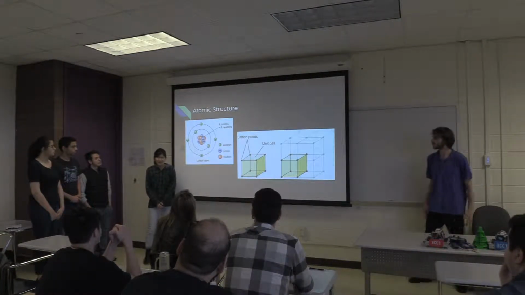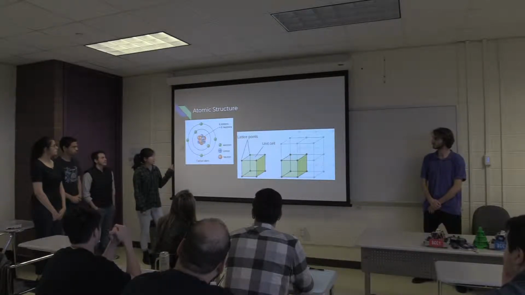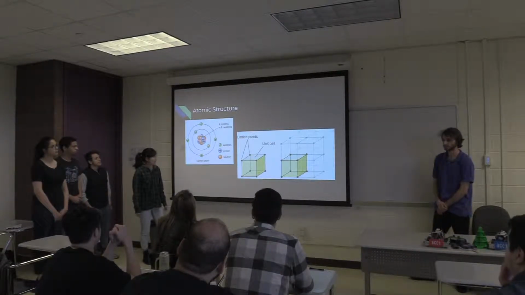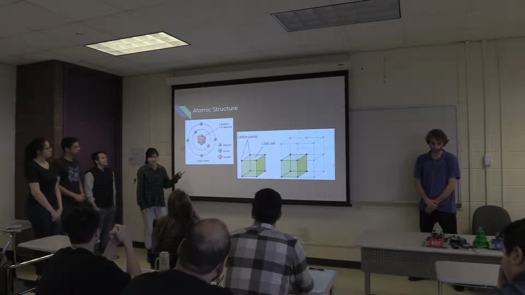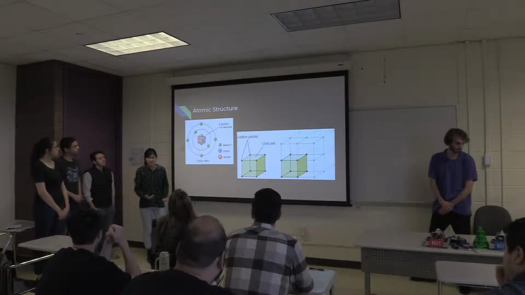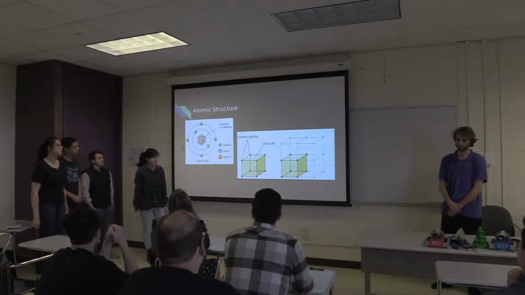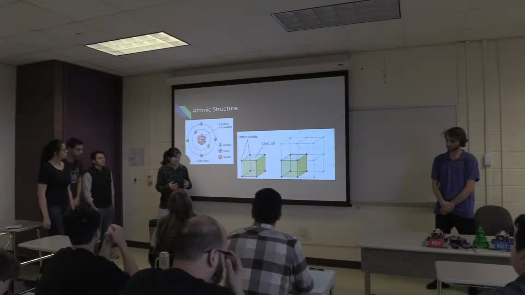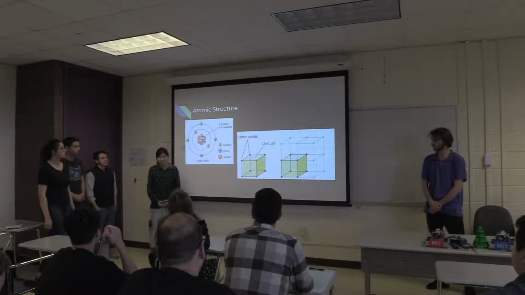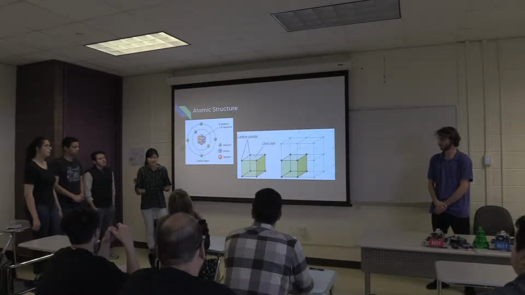So hi, my name is Nami, and first we're going to talk about the atomic structure. The electrons that are furthest from the nucleus are called the valence electrons, and their weaker charge makes it easier to interact with other atoms. That's a unit cell, which is just a group of atoms that form basic building blocks of larger material structures.